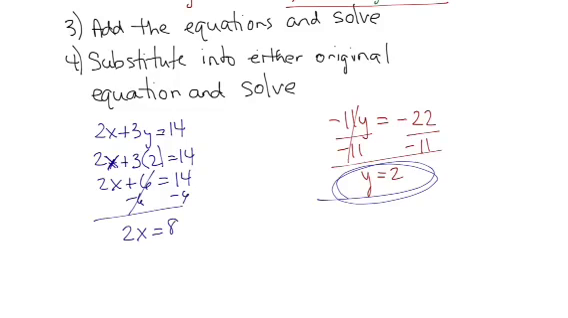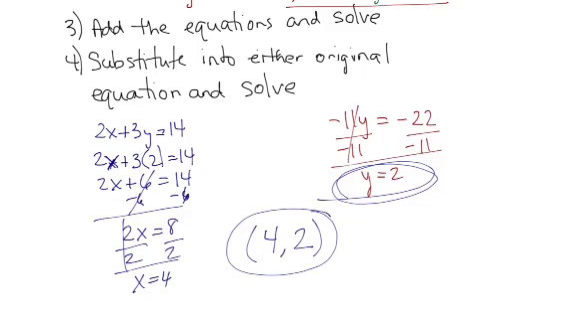2x equals 8. 14 minus 6 is 8. And then I'll divide both sides by 2. And I have a final answer, 4 for x, 2 for y, written as an ordered pair. Let's try one more.